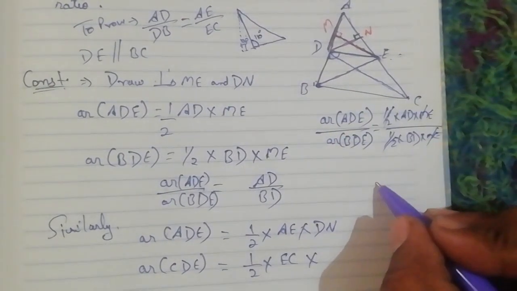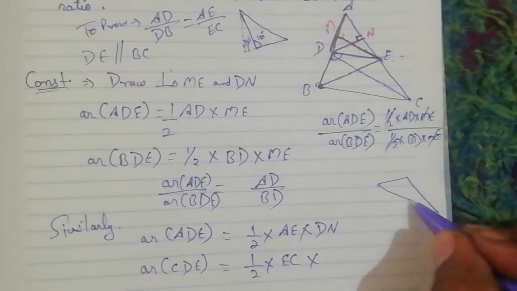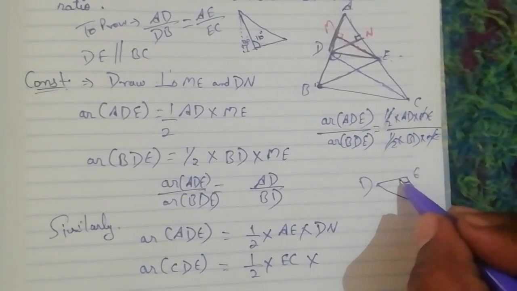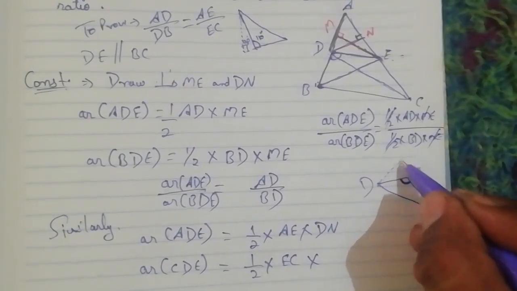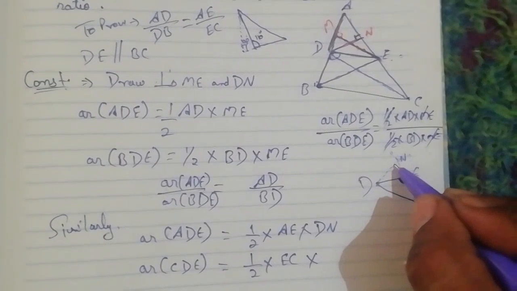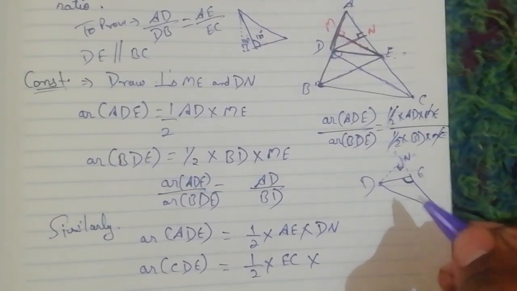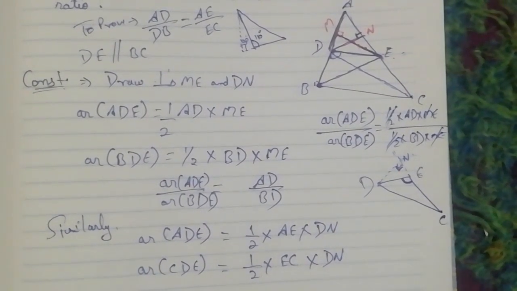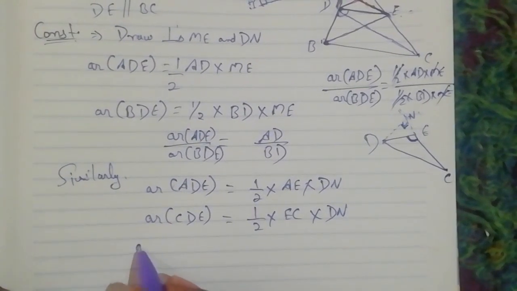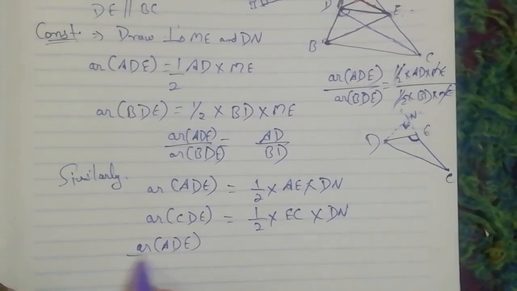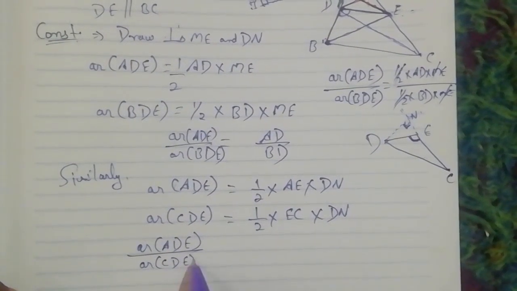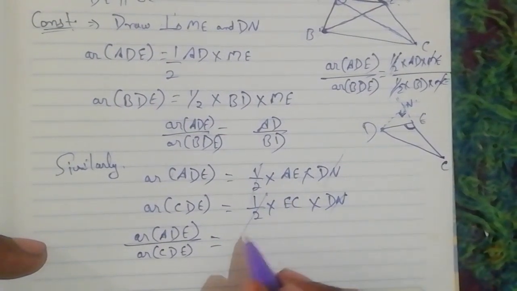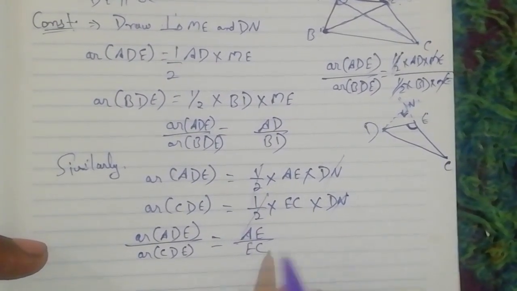Look, this is our circle, something like this. This is D, this is C, this is E. So it is an obtuse angle triangle, so its altitude is lying something here. This is the altitude, 90 degree. So here we can write it as DN. Now if we divide both of them, area of ADE upon area of CDE, so this is nothing but 1 by 2 and 1 by 2, DN and DN. These two will cancel out. From here we have AE upon EC.